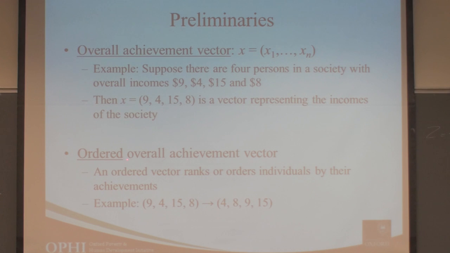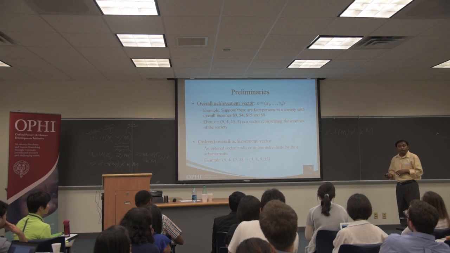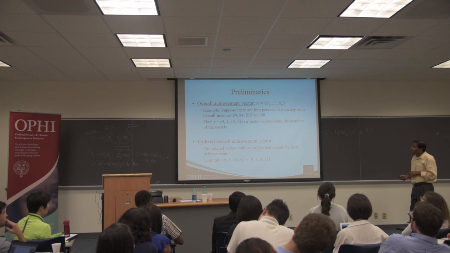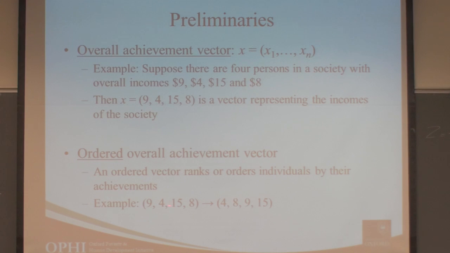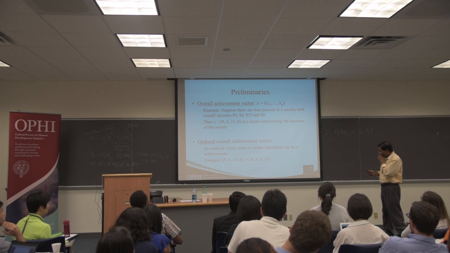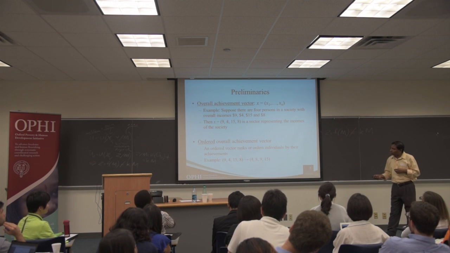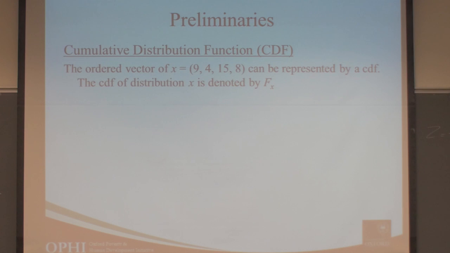If you order, and we will see in the next slides why we are interested in ordering the incomes, you can order them in this way. So 9, 4, 15, 8 can be written as 4, 8, 9, 15. Why do we benefit from ordering them? The idea is that once we order, we can also represent this particular vector as a cumulative distribution function, a CDF, which makes our life easier.